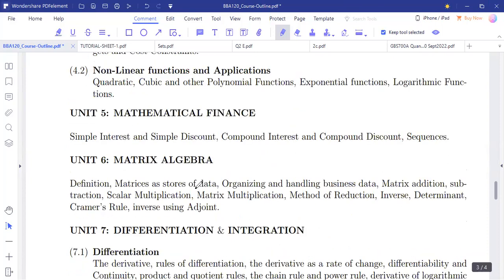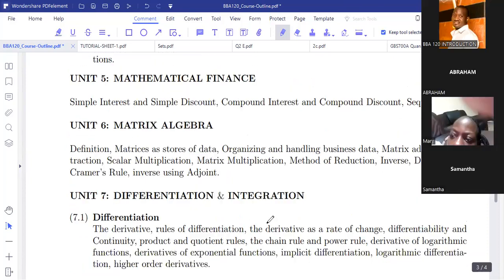Then we'll look at mathematics of finance, differentiation, which will slightly be the toughest of this syllabus. I must mention that this course requires effort.